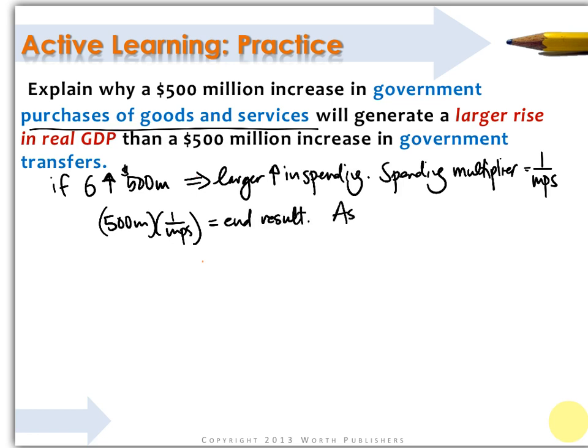So let's assume that the MPS is 0.2. That gives us a multiplier of 1 over 0.2, or 5. And so our end result will be 2,500, or 500 times 5.